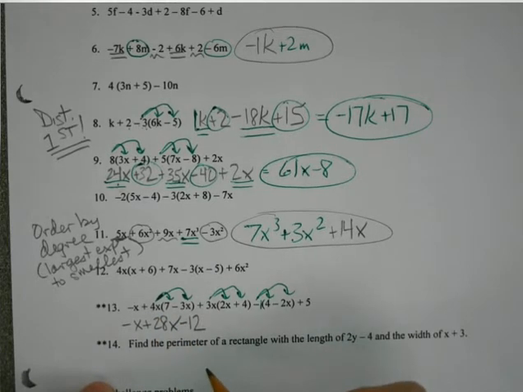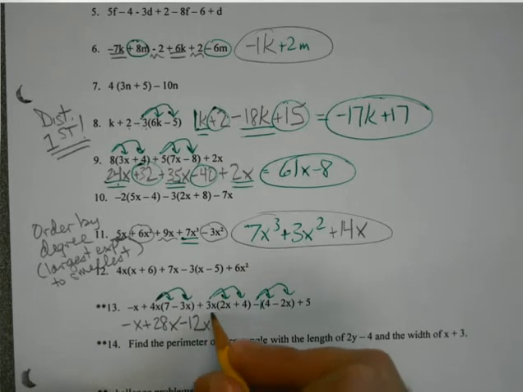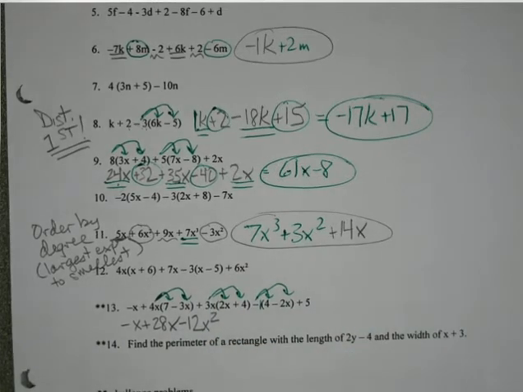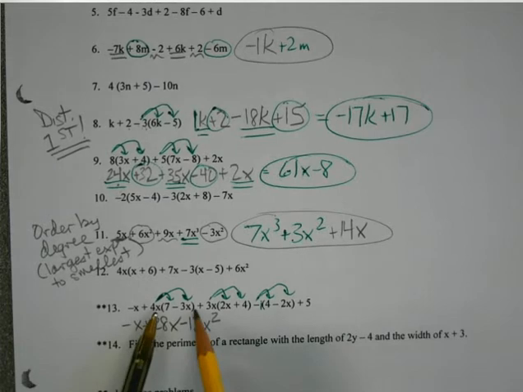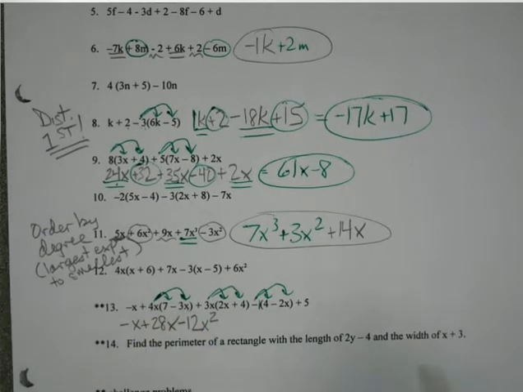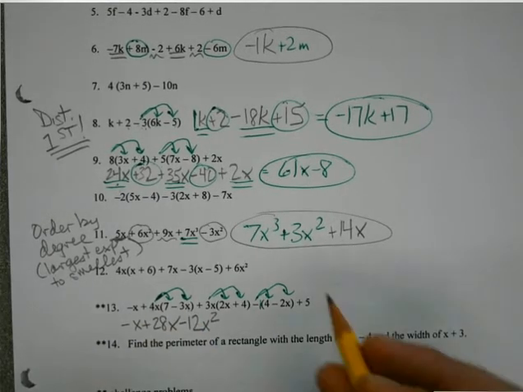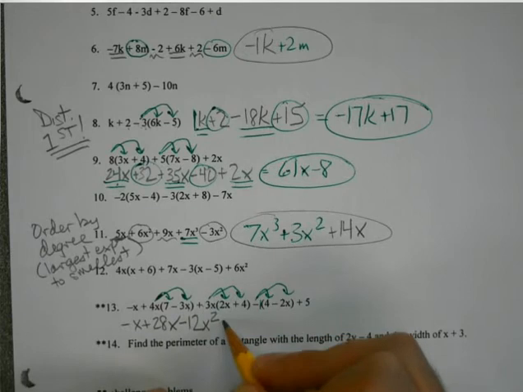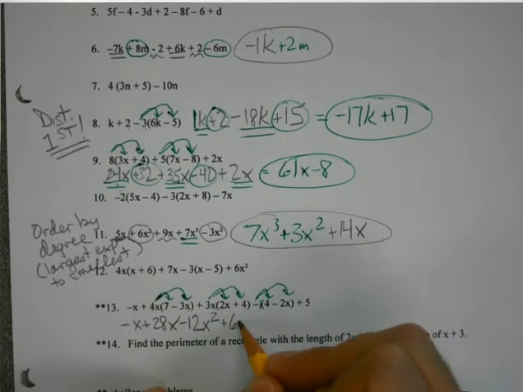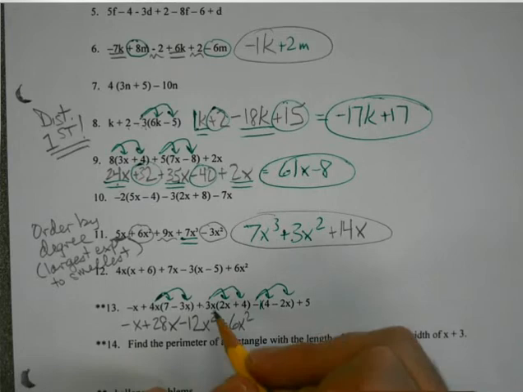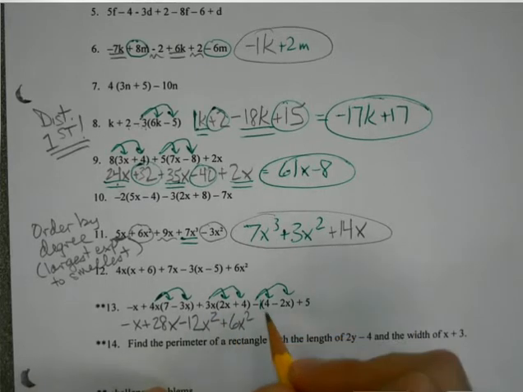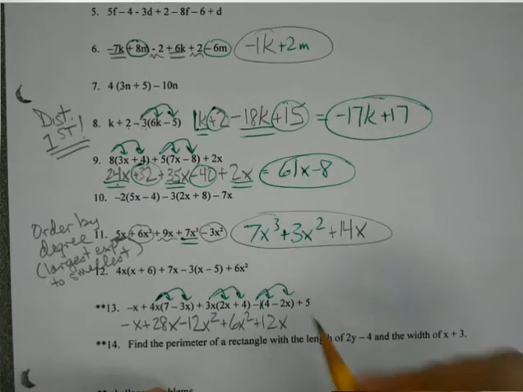Here's the first time we've run into this. X times x is x squared. Here's our first opportunity where the exponent starts to change. And that's only when we have multiple x's that we're multiplying together. Same thing in the next part. 3 times 2 is 6. X times x is x squared. 3x times 4 is 12x.